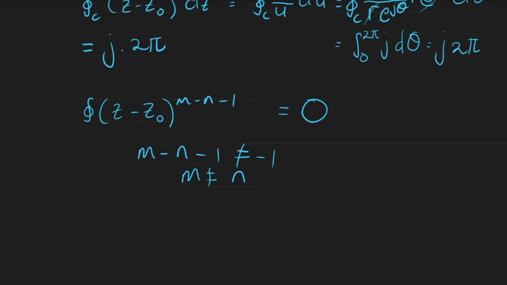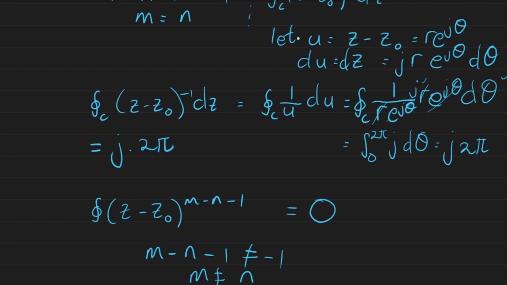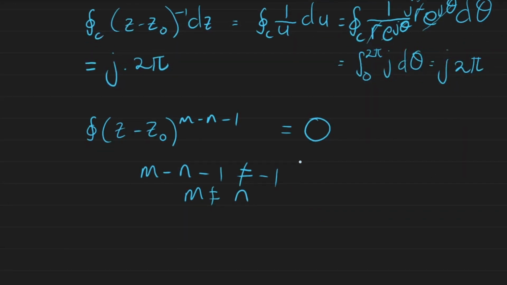How would we prove that? We would prove it in the exact same way that we had done this here. I'm not going to do the full proof. It's a simple thing to do. It follows the same procedure. So we let u equal to z minus z naught. And now, if we're saying that m minus n minus 1 is not minus 1, then we have this integral around this closed curve of u to some index. We'll call that k, which would be m minus n minus 1. So it would be u to the power k.